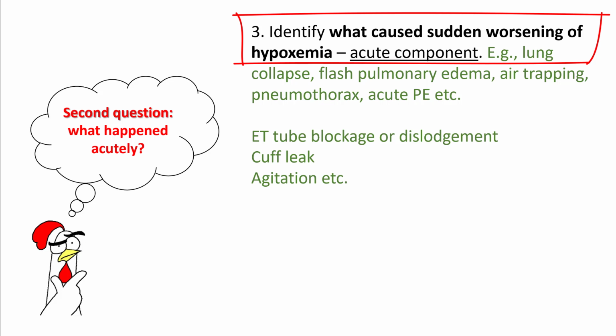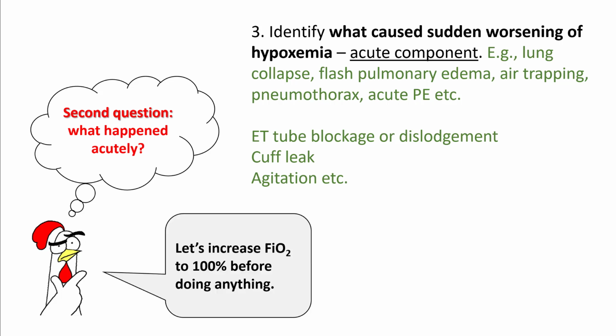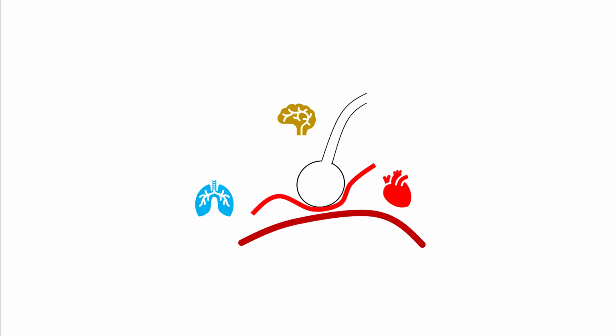The second and more important question is what caused the sudden worsening of hypoxemia? And this is the acute component. Etiologies like lung collapse, flash pulmonary edema, air trapping, etc. can happen and can cause acute worsening. So before proceeding, make sure that you increase the FiO2 to 100% on the ventilator.